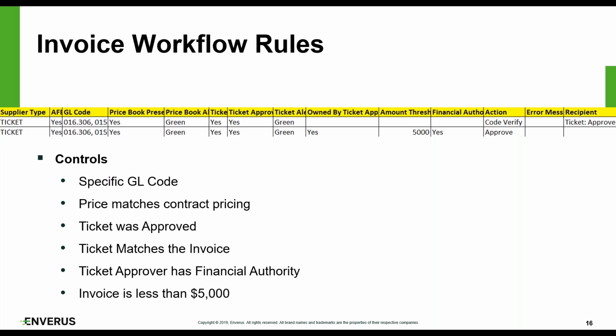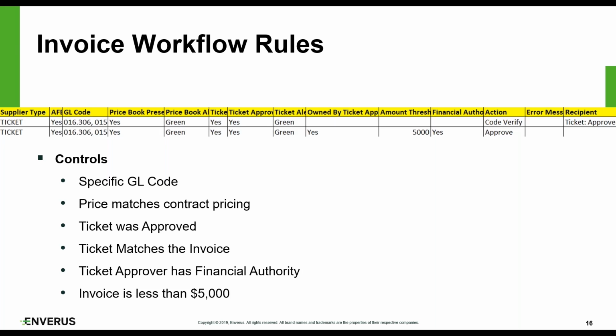So I have in my rule that the ticket has to match the invoice, and the ticket approver has financial authority. Whoever approved that ticket has DOA, and the invoice is less than $5,000. If all these controls are met, the invoice can be submitted. It can be auto-coded because I put the coding on the ticket, and it can be auto-approved because of the rule that the ticket approver has enough financial authority to approve that invoice.